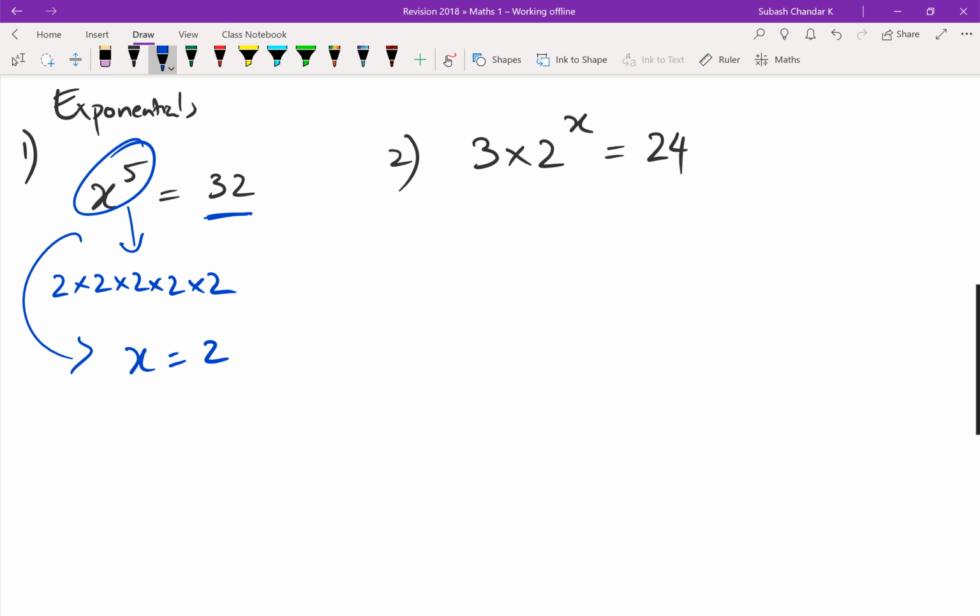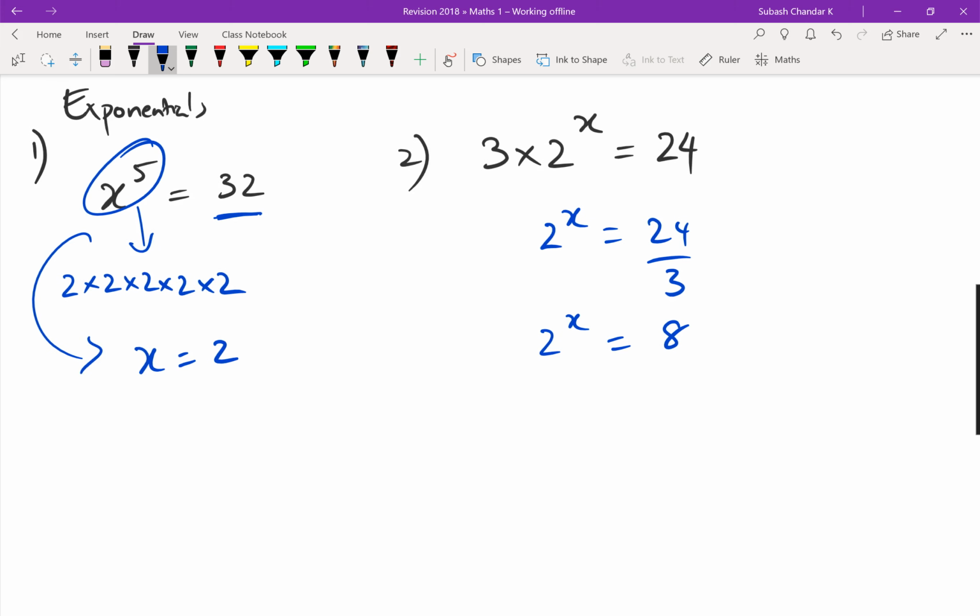The next question, you have 3 times 2 to the power of x equals 24. You have to rearrange it first. You go 2 to the power of x is equal to 24 divided by 3, and then 2 to the power of x is equal to 8, because 24 divided by 3 is 8. Then you're looking for how many times you multiply 2 by itself to get to 8. So you can say that x is equal to 3. Is that all right?